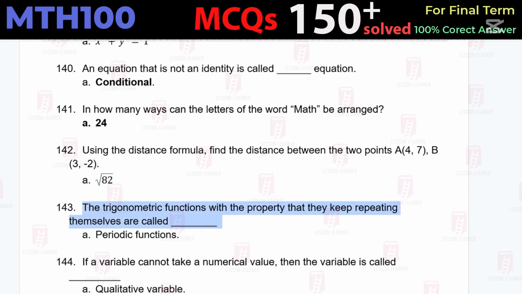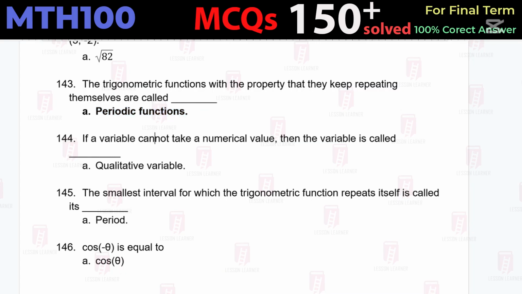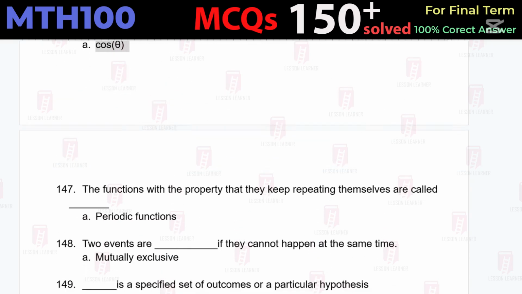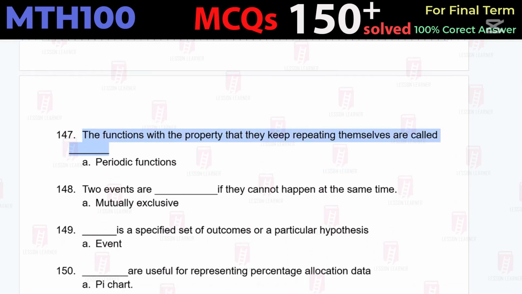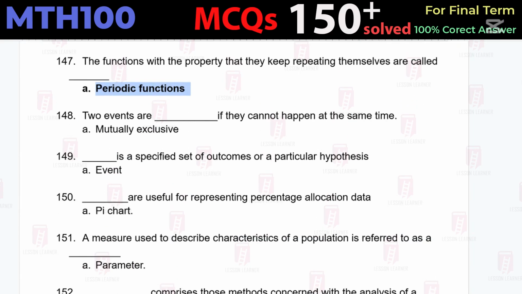The trigonometric functions with the property that they keep repeating themselves are called periodic functions. If a variable cannot take a numerical value, then the variable is called a qualitative variable. The smallest interval for which the trigonometric function repeats itself is called the period. Cos of minus theta equals cos theta. The functions that keep repeating themselves are called periodic functions.